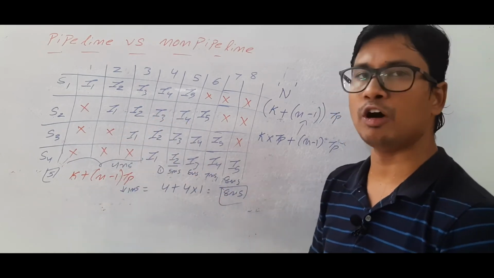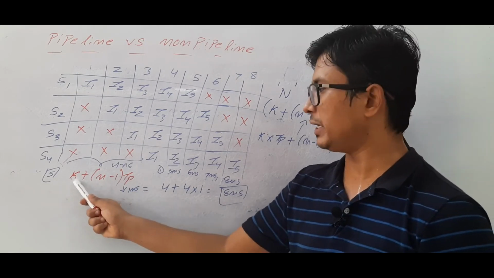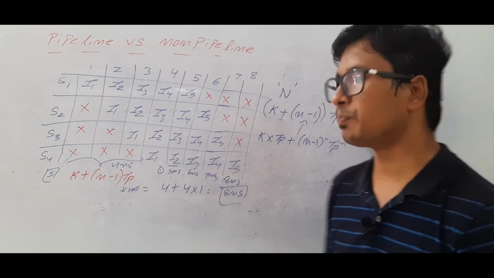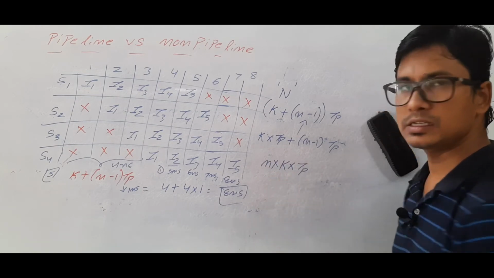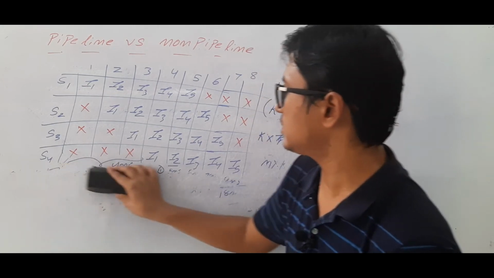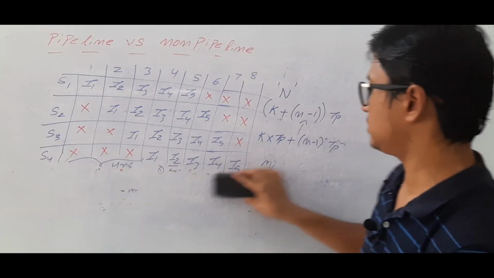So the general formula for calculating the time taken with the help of a pipeline is (k plus n minus 1) into TP, whereas without a pipeline it is n into k into TP. Is it clear? Are you able to understand? Now we will discuss the speed up factor in terms of these things.